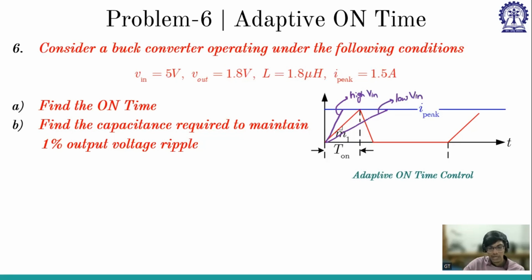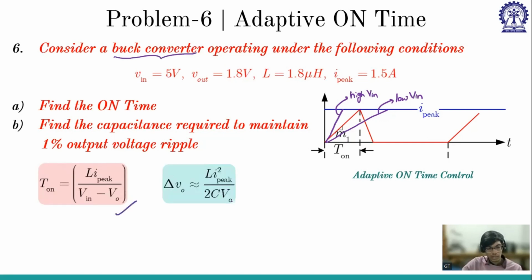Again, this is like a trailing edge because my inductor current is below the I peak. I have given Vin, Vout, inductance and I peak information. I am asking the on time, and this is a buck converter. We know that m1 is equal to (Vin minus Vo) by L. From that information, I can get on time. And delta Vo, someone has asked: as I told, this is a DCM operation. You should consider the DCM operation for delta Vo.